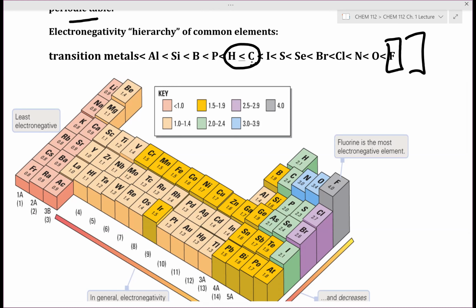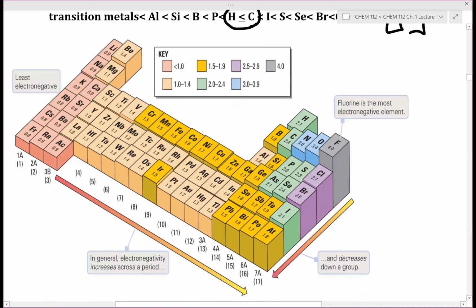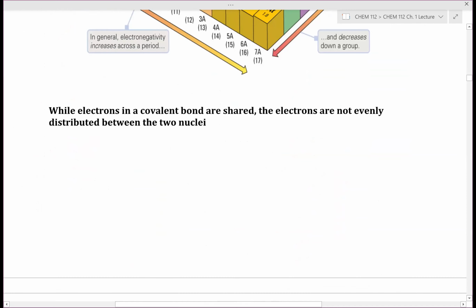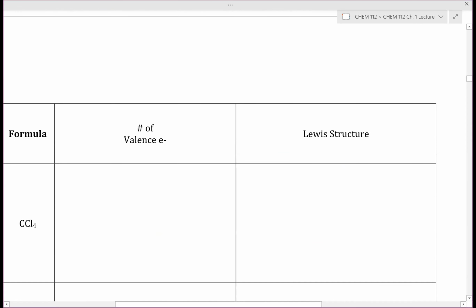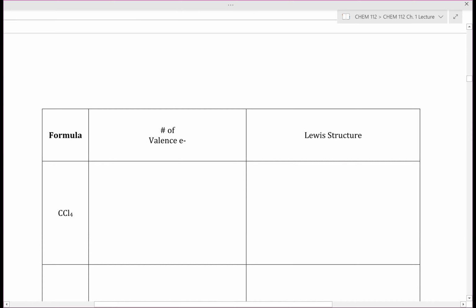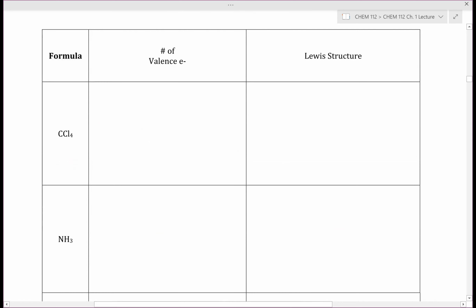Does electronegativity make sense? Have you seen this type of table before? Okay, we'll be using this in a moment. Okay. So let's do some practice on Lewis structures. I'll start us off with the first one, and then you'll do 2 examples.